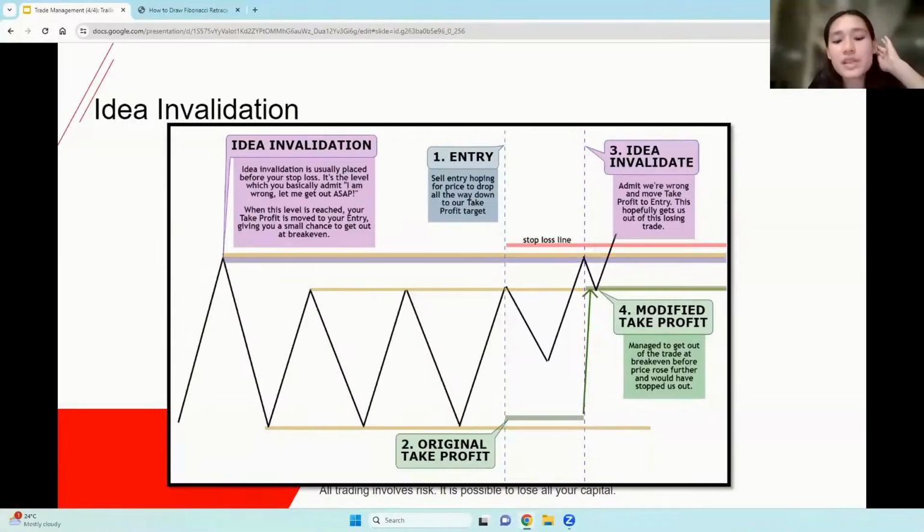So we went through this last week as the third part of our series. So idea invalidation is usually placed before your stop loss. So it's basically the opposite of your break-even levels. So for break-even, we would move our stop loss to our entry, but in this case, we are moving our take profit to our entry instead.